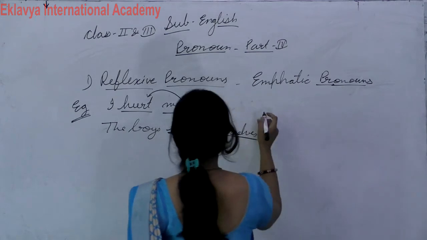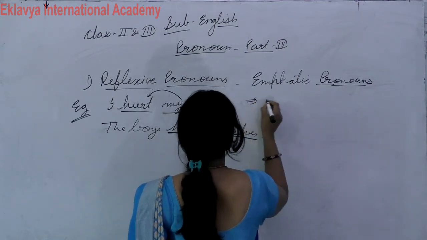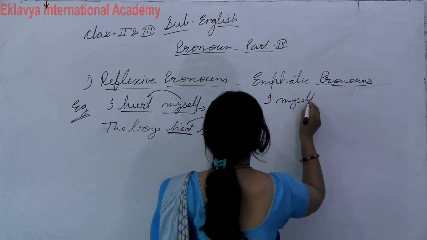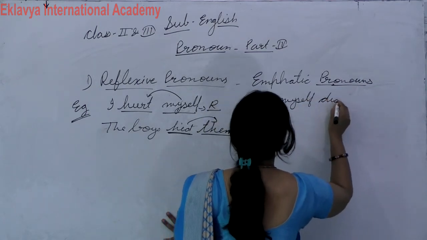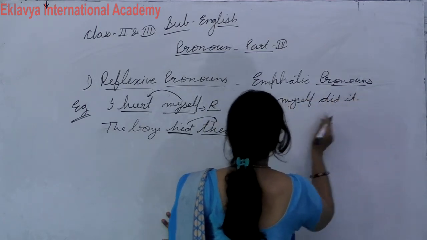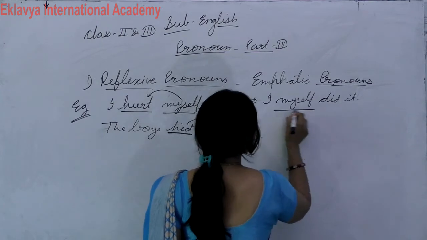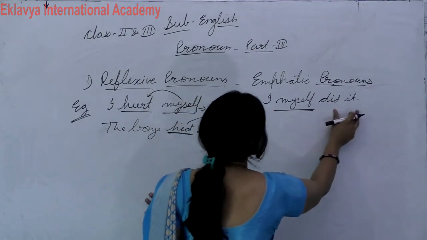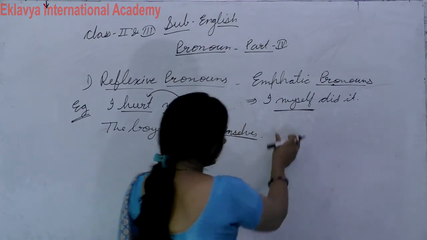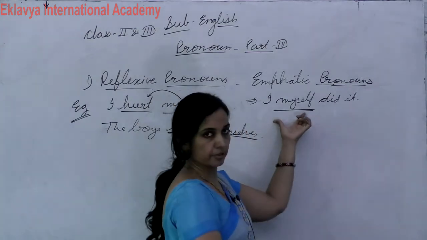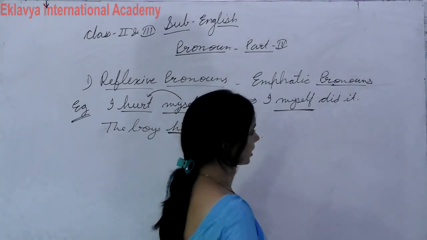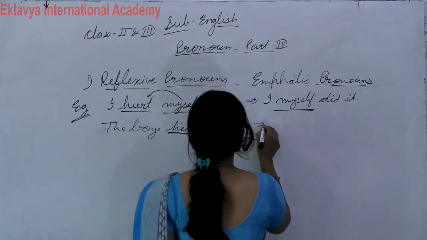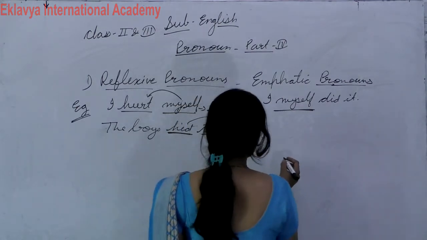And emphatic pronoun, like: I myself did it. Here it is used as a subject, as a nominative case. I myself did it, meaning I did it by myself. This word is emphasizing the subject, so this is called an emphatic pronoun. Okay, second example.